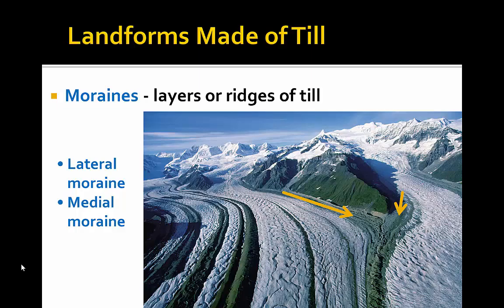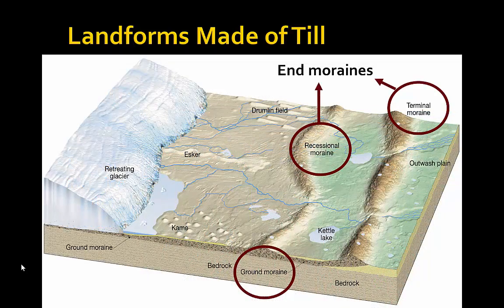Eventually, two different alpine glaciers can come together. And that means these two lateral moraines are going to come together and form a medial moraine. And there are other kinds of moraines as well.